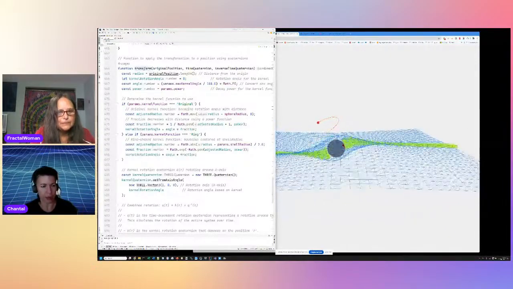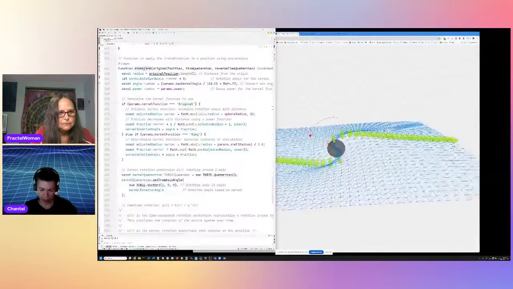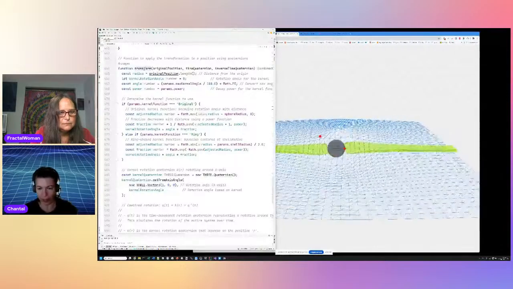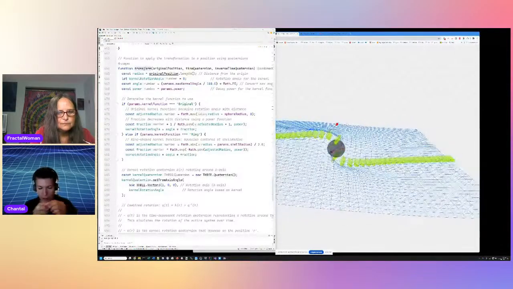Okay. Yeah. So now all we need to do, based on whichever point we look at, is calculate the distance to the center.